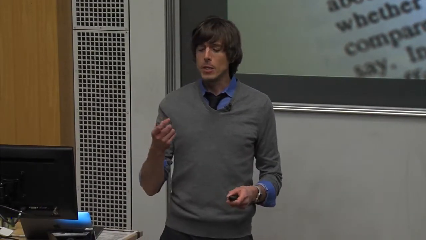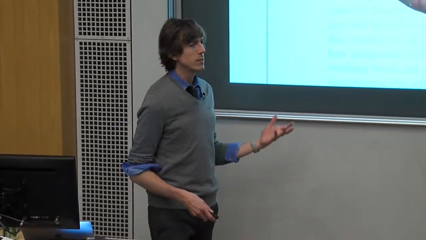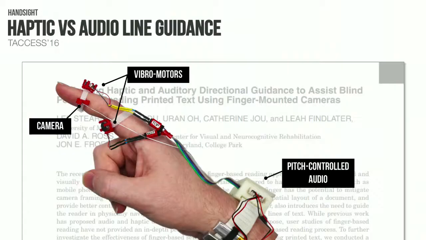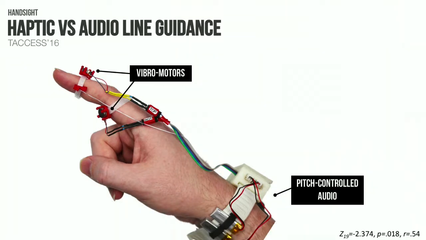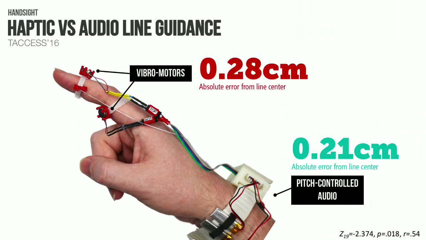So while our initial users were really excited about the potential of this system and in terms of the control that they had of reading, they also had trouble staying on the line of text. And so our follow-up work really focused on ways of guiding a user's finger, first in one dimension. So we have pitch control audio as well as haptics mounted on the finger. And what we found was that although pitch-controlled audio resulted in more precise movements, our participants actually liked the haptic guidance better, perhaps because it's a different information modality, and it didn't interfere with the speech synthesis from the reading support.